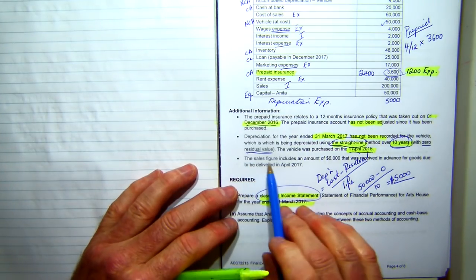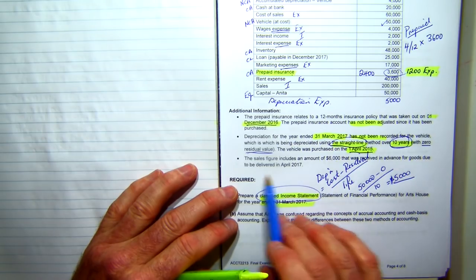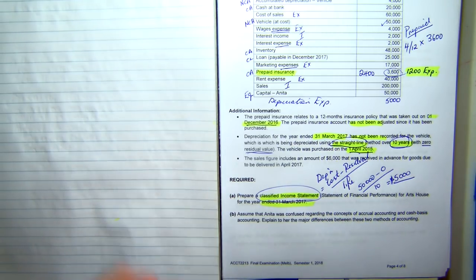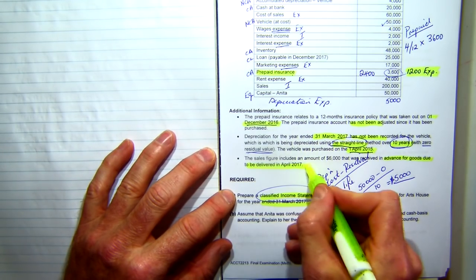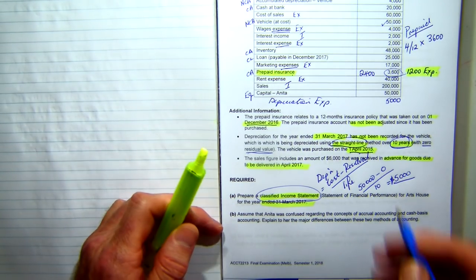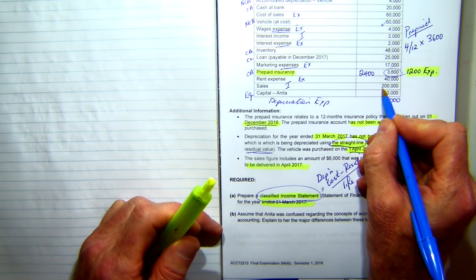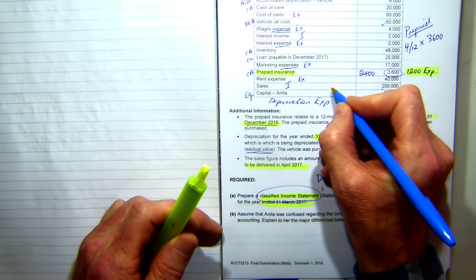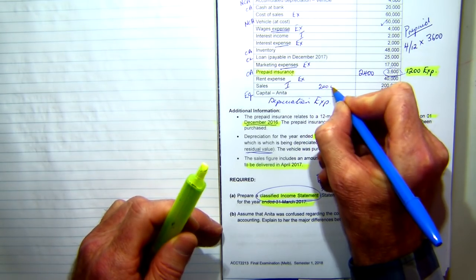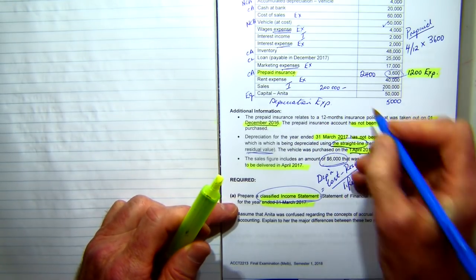Now, what's the other thing? Sales figures include an amount of 6,000 that was received in advance for goods due to be delivered in April. Okay, so it's in advance for goods due in April 2017. So that means that my figure here, 200,000, is overstated. It is 200,000 for sales. So I have to take out, I've got 200,000 minus the 6,000 that we've got here.